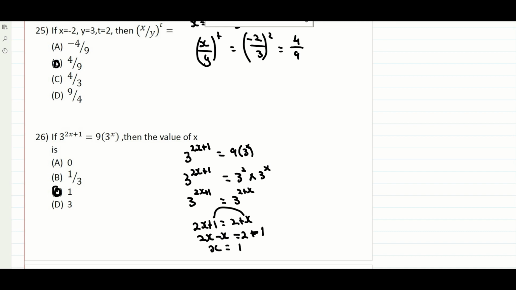If this is confusing you, you can take the values of x that they give you, put them in and see if you're getting them to be equal. Right? So that is the next way to do it.